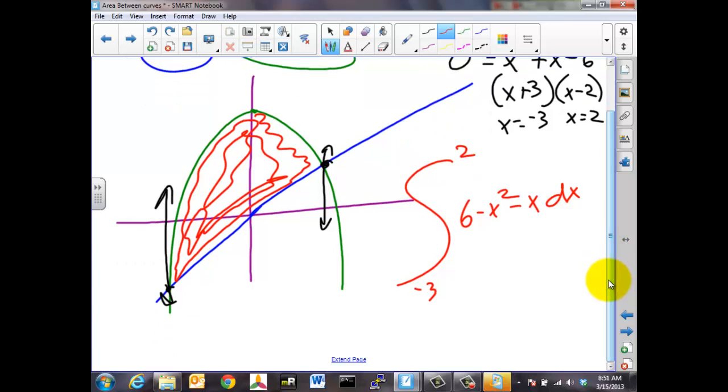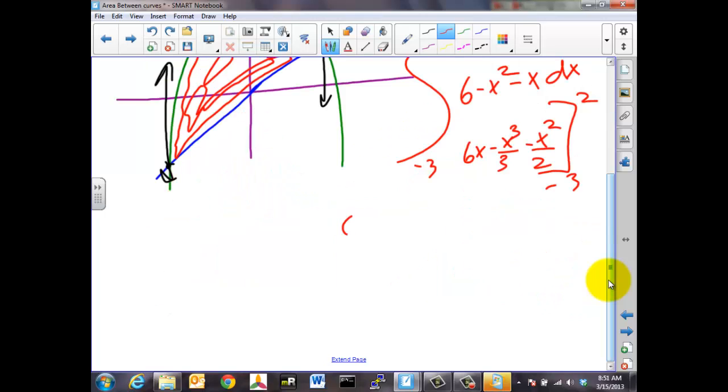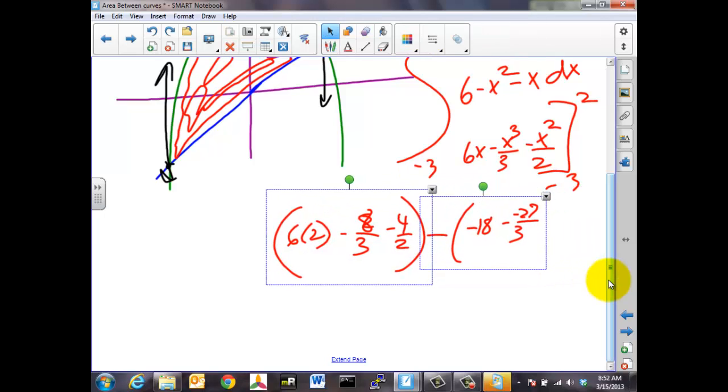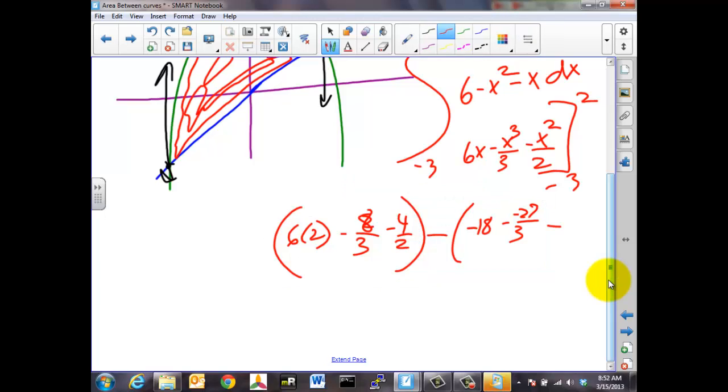Okay. So we go ahead and we get 6x minus x cubed over 3 minus x squared over 2, from negative 3 to 2. We're not going to have a zero answer this time because we've got 2 and negative 3 in there. So be careful that you put everything in right. 6 times 2 minus 8 over 3 minus 4 over 2. I'm going to put everything in parentheses just so I don't get lost. Minus negative 18 minus negative 27 over 3 minus 9 over 2.